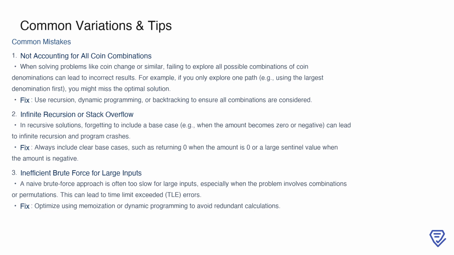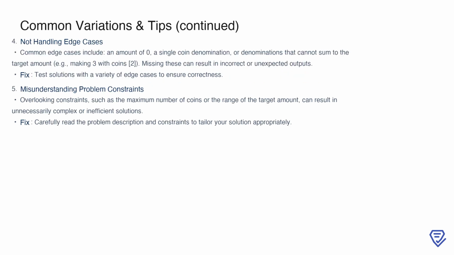Using memoization or dynamic programming can help optimize your solution by avoiding redundant calculations. Additionally, it's important to handle edge cases properly. These might include scenarios like an amount of 0, a single coin denomination, or a situation where it's impossible to form the target amount, such as making 3 with only coins of 2. Ignoring these edge cases can lead to incorrect results. Testing your solution with diverse examples is key to ensuring its robustness.